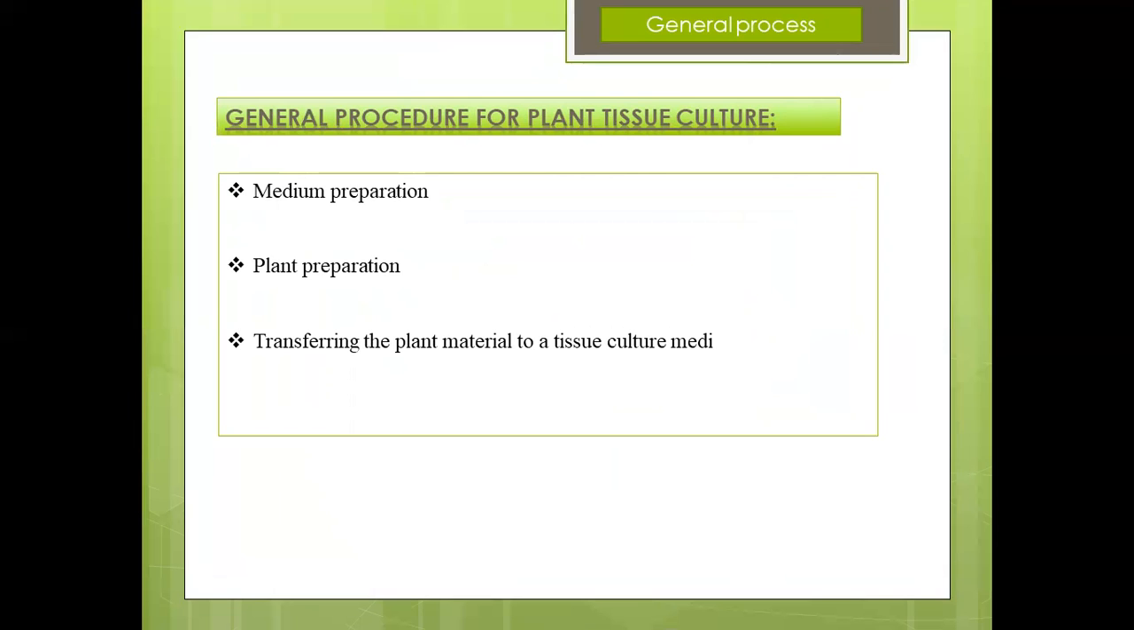Medium preparation, plant preparation, and transferring the plant material to a tissue culture medium. Media preparation: the appropriate mixture is mixed with distilled water and stirred while adding the appropriate amount of sugar mixture. Here, sodium hydroxide or hydrochloric acid is used to adjust the pH. Contents used here will depend on the plant to be cultured and the number of tissues to be cultured.